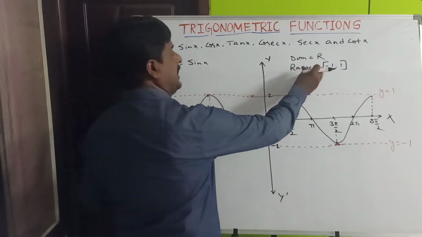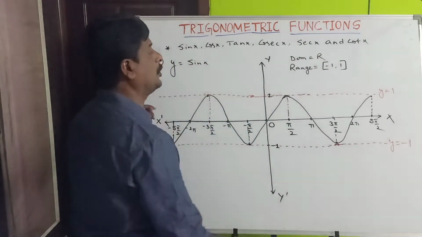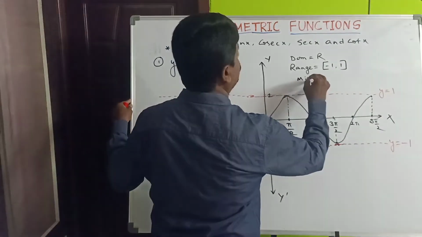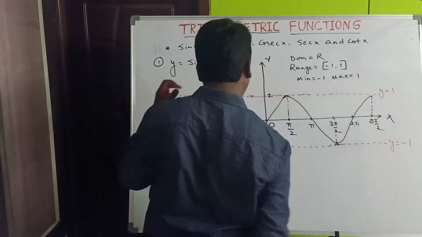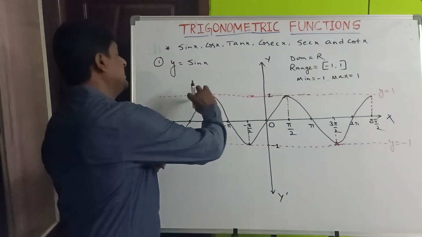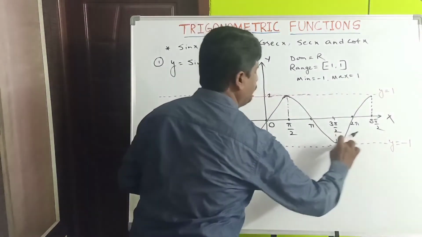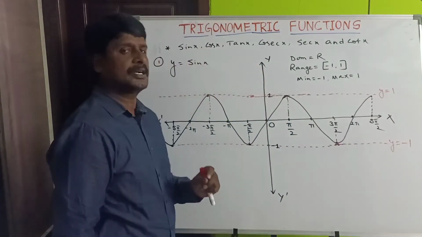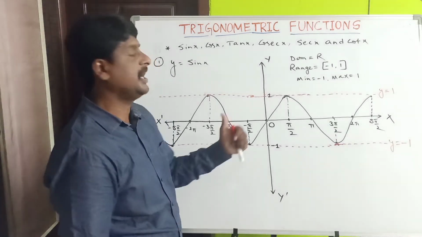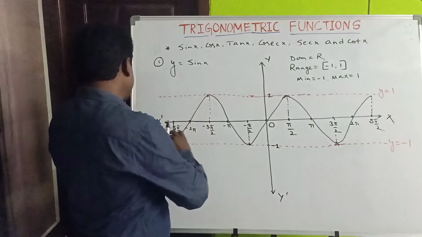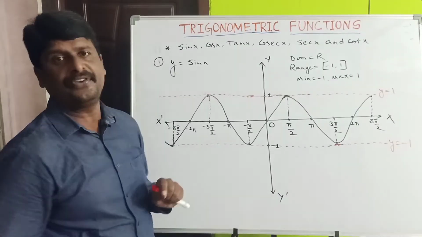By observing the range of sin x, we can conclude that the minimum value is minus 1 and the maximum value is plus 1. Also observe that it can be drawn continuously without lifting the marker from the board, so it is continuous everywhere in its domain. So it is continuous for all real values of x.